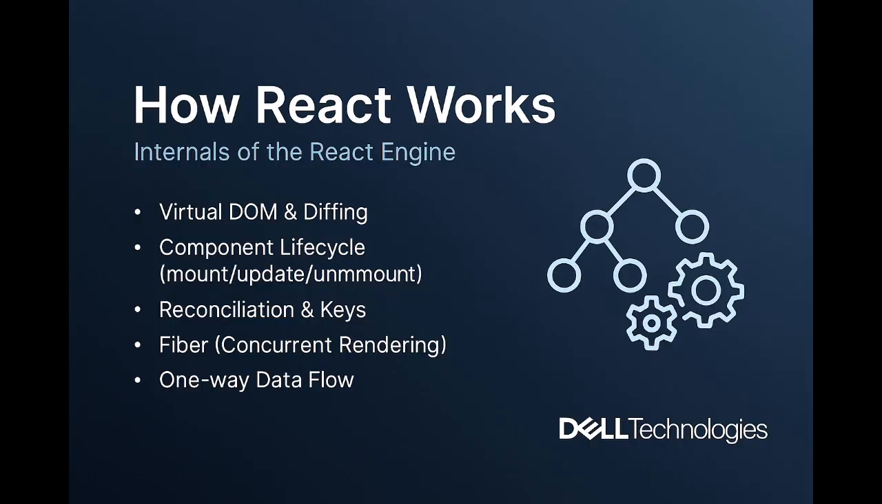Prior to Fiber, React's rendering process was synchronous. Once it started rendering a component tree update, it wouldn't yield until done, which could block the main thread if the tree was large or complex. Fiber made the rendering process incremental and interruptible. Conceptually, Fiber breaks the render work into units that can be paused and resumed. This allows React to be more responsive to user interactions or other high-priority events by pausing less urgent rendering work.